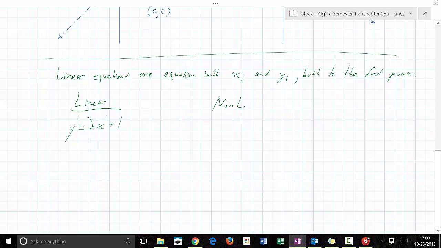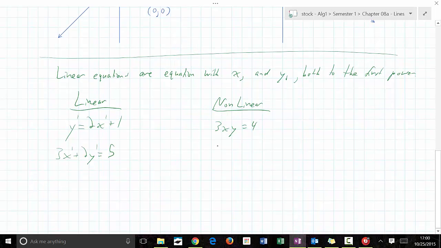Here's an example of a nonlinear: 3xy is equal to 4. What makes this nonlinear is that even though my x and y are to the first power, they're being multiplied by each other, which makes it like it's to the second power, which is not good for linear. So that's nonlinear. Let's do another example. 3x plus 2y is equal to 5. That is linear. You have an x to the first power and a y to the first power.